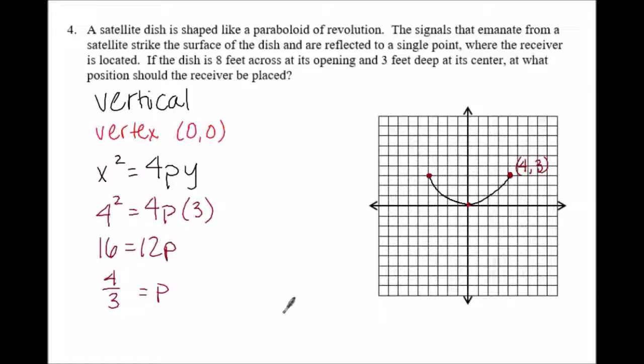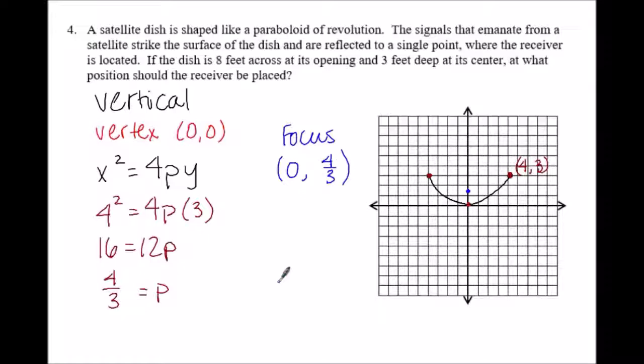We are not asked to find the equation of the parabola, but we do have enough information to do so at this point. What we really want to know is where the focus is. And we know that the focus is p units from the vertex. So that means that our focus should be 4/3 from the vertex. So that puts our focus at the point (0, 4/3).